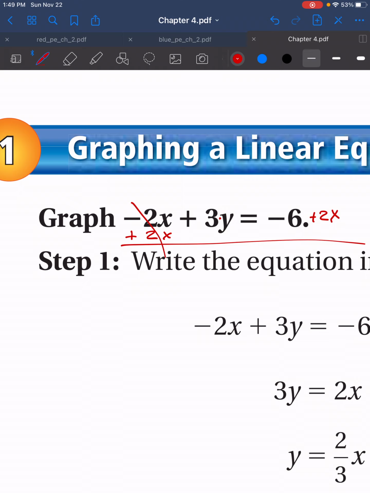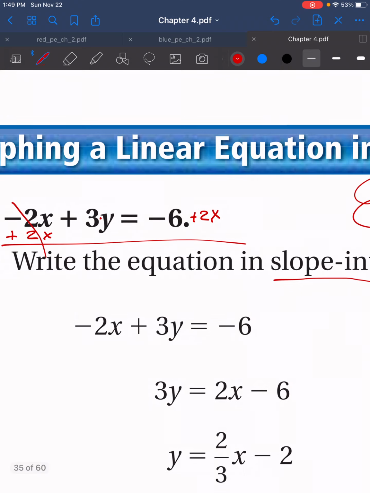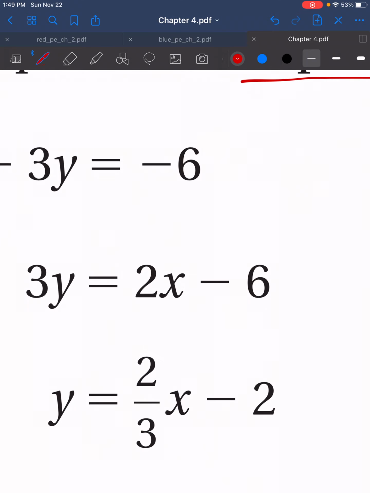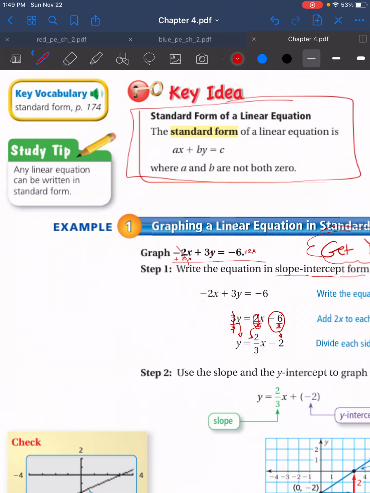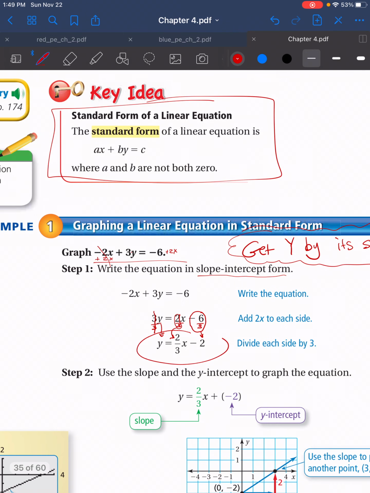That one goes bye-bye. Now I have 3y, they rewrote it down here for us, 3y equals 2x minus 6. How do I get rid of the 3? Well, divide. If you divide it to one thing, you got to divide it to all the things, okay? That makes that one go away, which now we just have a y. 2/3, keep that as your slope. Do not solve it. That's perfect how it is. Negative 6/3 is the same thing as negative 2. Now it's in slope-intercept form. Y equals mx plus b, which is wonderful.